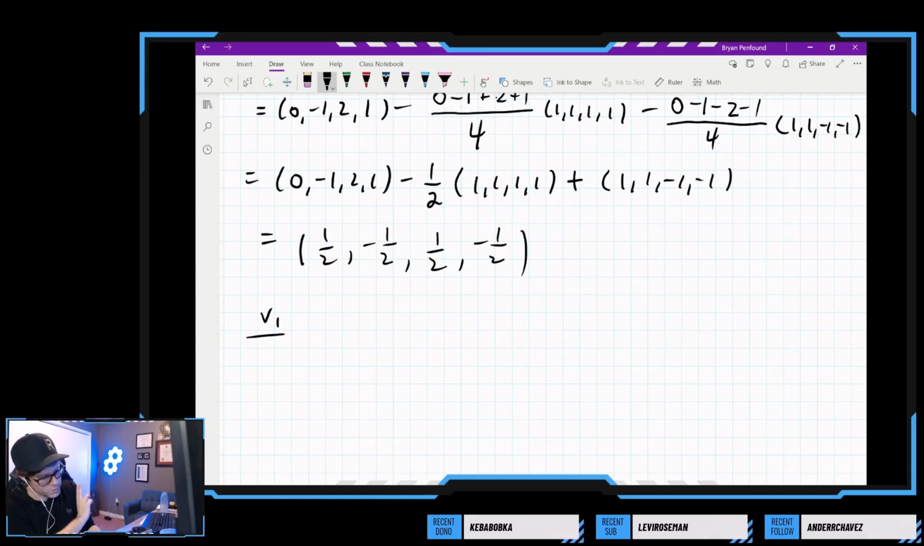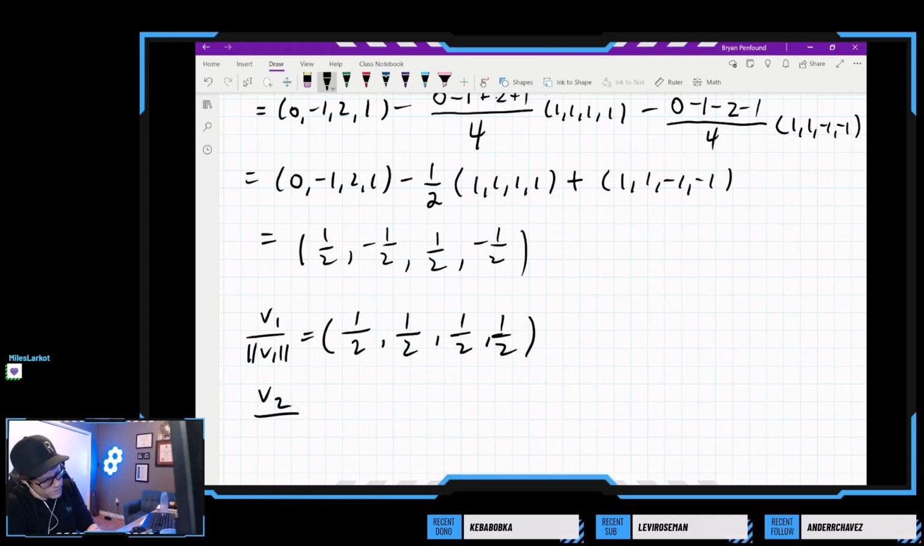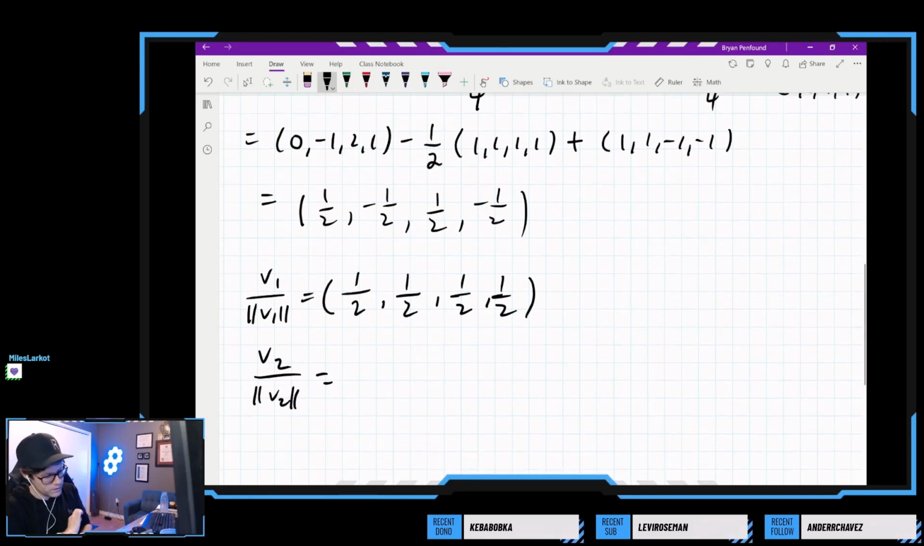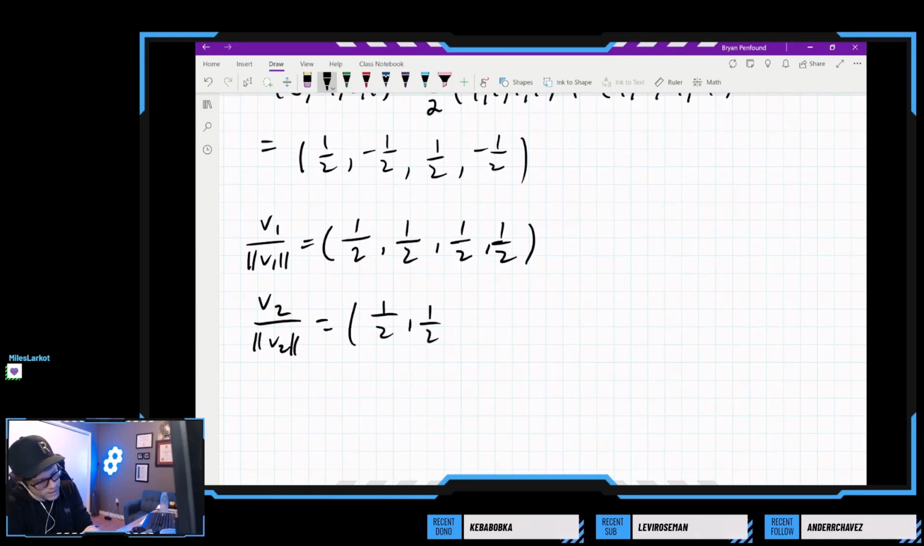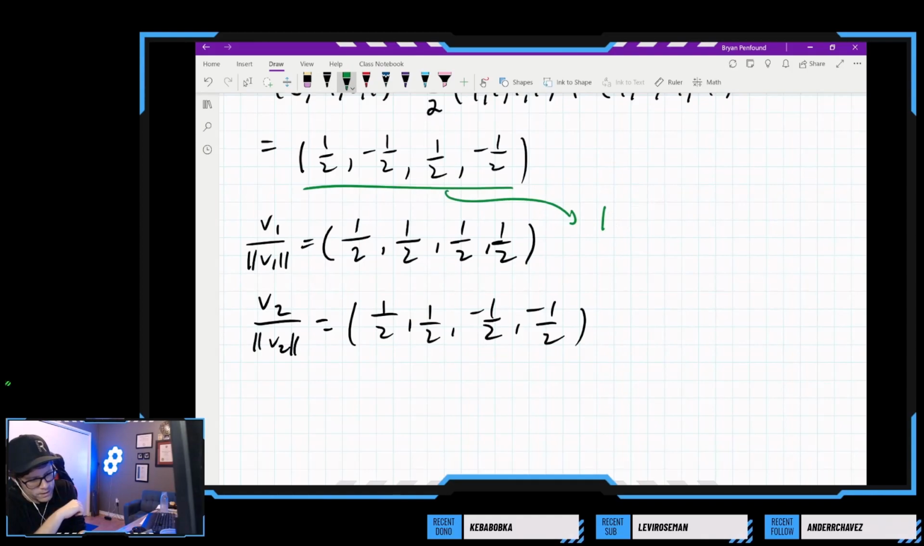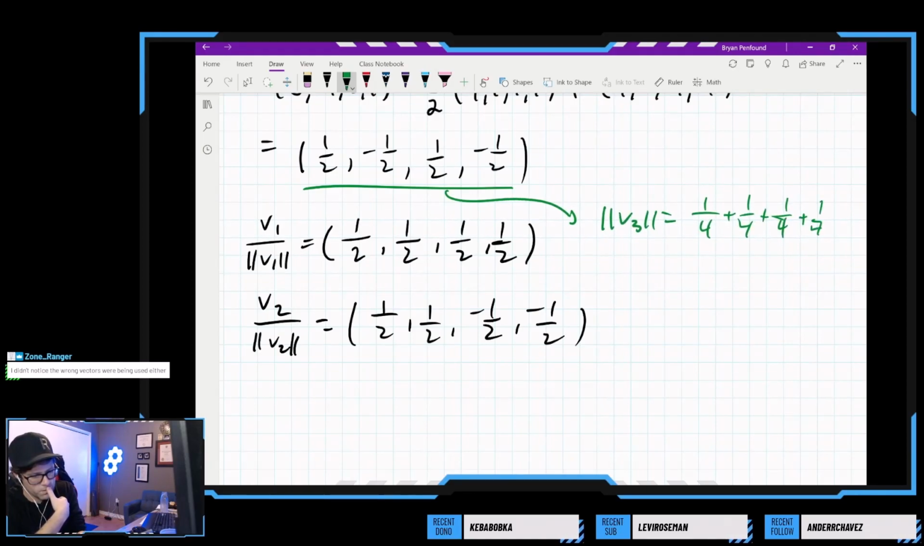Okay, so now we have a set of orthonormal vectors. V1 divided by its length, so these should be over root 4, right? So the length of the vector, so we need 1 over 2, 1 over 2, 1 over 2, 1 over 2. We need V2 divided by its length, which is also going to be root 4. So this one's going to be 1 half, 1 half, negative a half, negative a half. Now, for the vector that we just found, we want to find the length of V3, which is going to be 1/4 plus a fourth plus a fourth plus a fourth. So we get 1. Wait, is this already a unit vector? Cool, so it's already a unit vector. So V3 is already normalized.